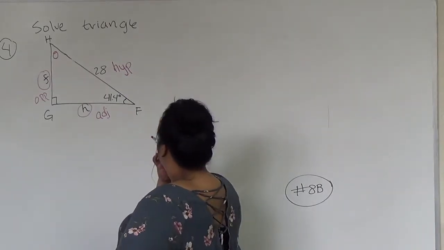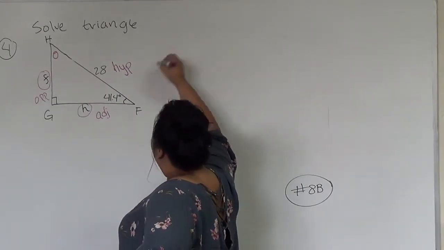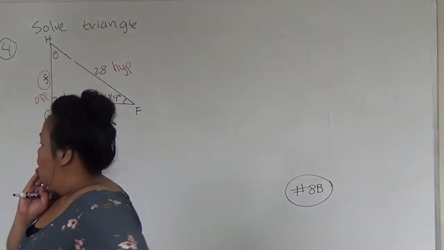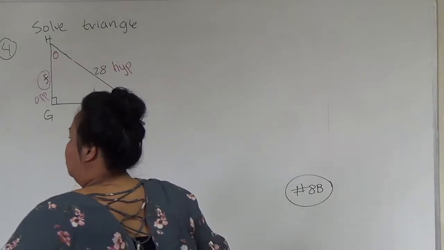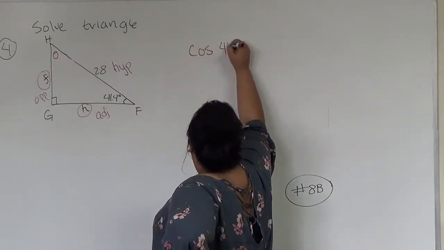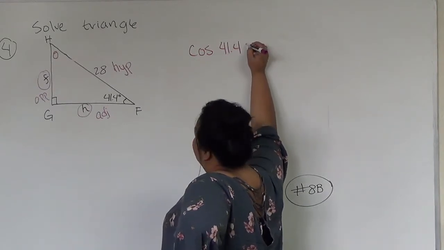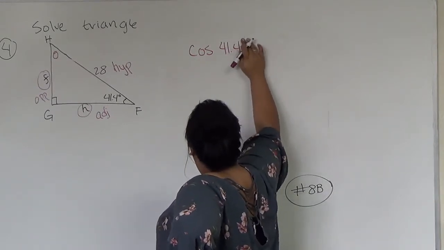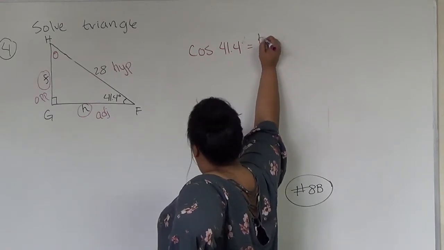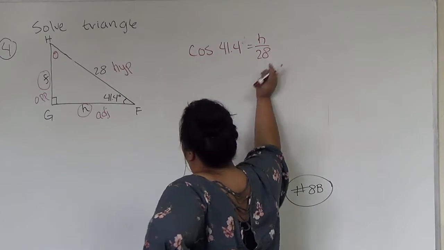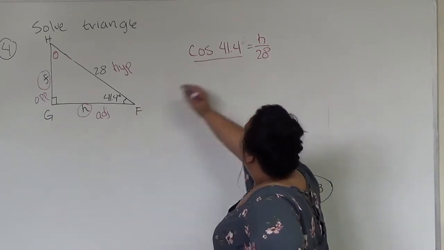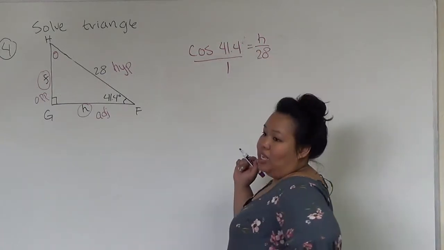Let's start with one with adjacent, okay? So something that has to do with adjacent and hypotenuse. Which one would that be? Cosine. Cosine, adjacent over hypotenuse, right? So cos of 41.4 degrees equals adjacent over hypotenuse. So H over 28. Now, just like the first one, I can put it over 1, cross multiply and solve.